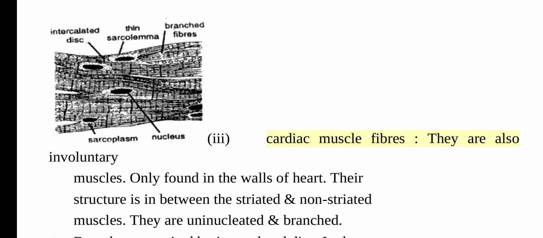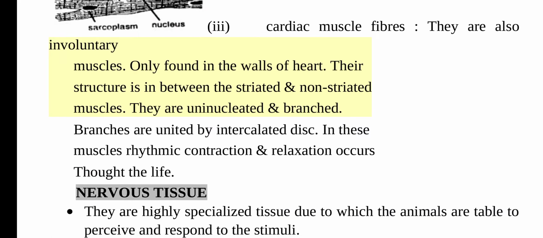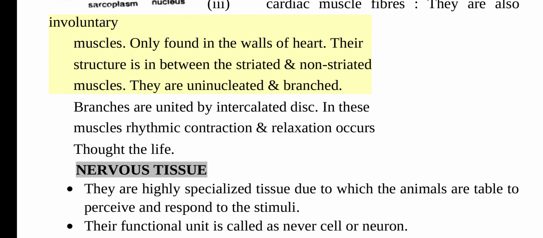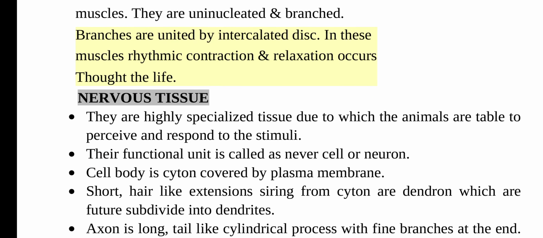III. Cardiac muscle fibers. They are also involuntary muscles, only found in the walls of the heart. Their structure is in between the striated and non-striated muscles. They are anucleated and branched. Branches are united by intercalated discs. In these muscles rhythmic contraction and relaxation occurs throughout life.